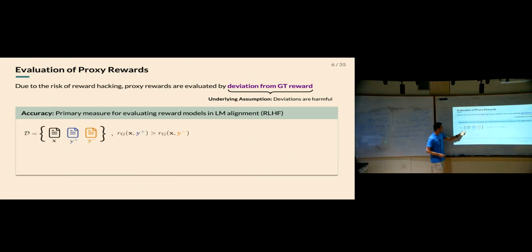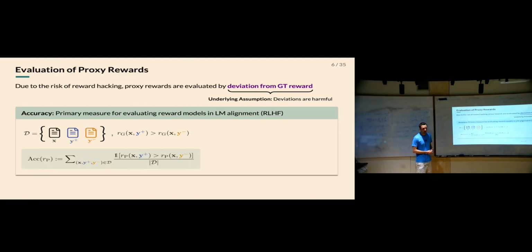You have some data set of preferences. This means that each example is a triplet. You have a prompt and two outputs, and the label that you get is which output is preferred. Here, y plus is preferred over y minus, and this corresponds formally to y plus having a higher ground truth reward. In practice, you just ask human labelers to tell you which one they prefer. And then accuracy is just the fraction of examples in this data set that the proxy reward function ranks correctly.